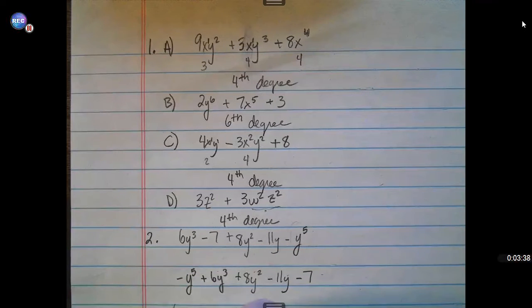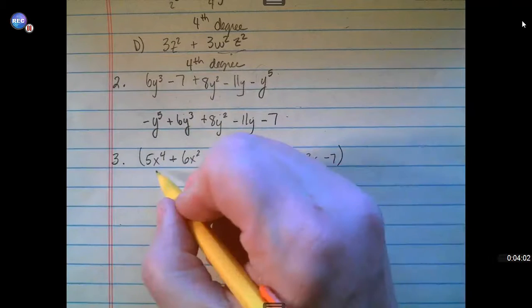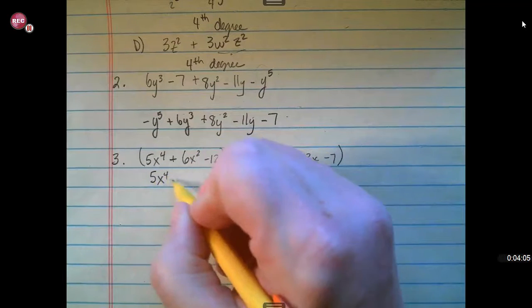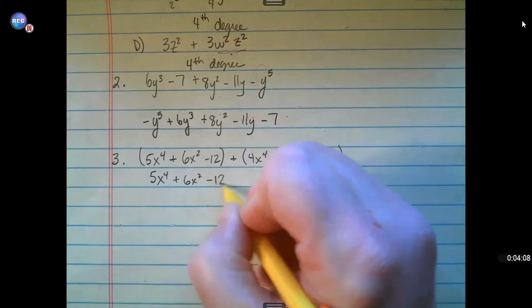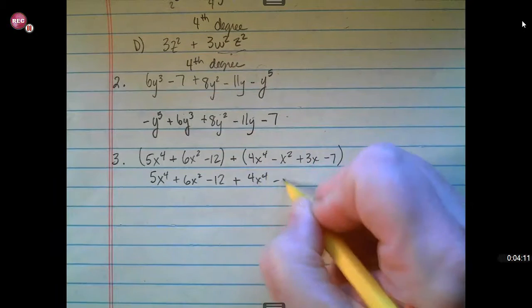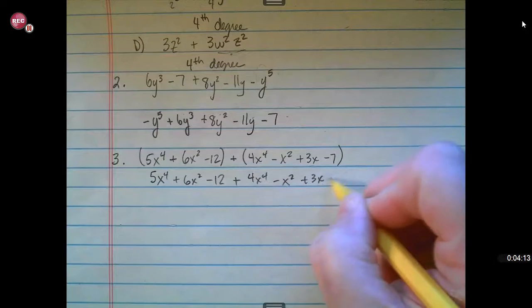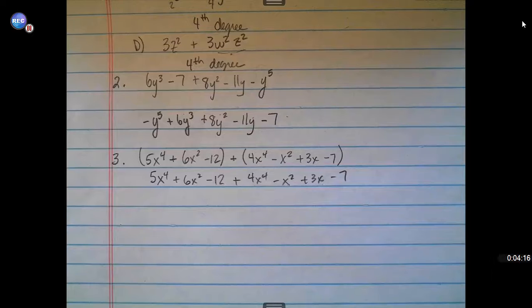Number 3 has 5x to the fourth plus 6x squared minus 12 plus 4x to the fourth minus x squared plus 3x minus 7. And for this one, these parentheses are not necessary because of the plus in between them. And so I like to just drop the parentheses. 5x to the fourth plus 6x squared minus 12 plus 4x to the fourth minus x squared plus 3x minus 7. And then I just combine like terms.